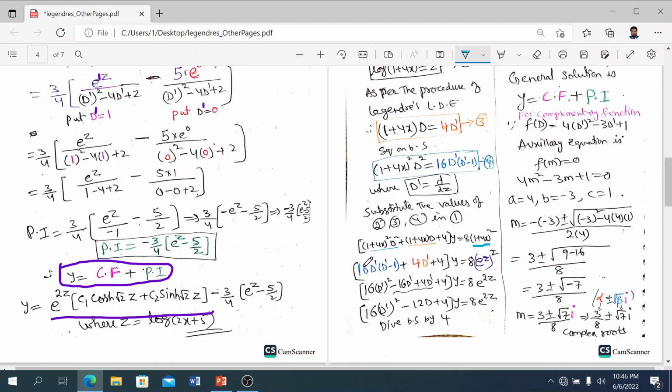Now simplify this: 16 D' whole square minus 16 D' into 1 minus 16 D', plus 4 D', plus 4y equal to 8 e power of 2z. Now 16 D' whole square minus 16 plus 4 minus 12 D', plus 4. Now here 4, 12, 16, so we can divide easily by 4. 4 ones are 4, 4 3s are 12, 4 ones are 4.